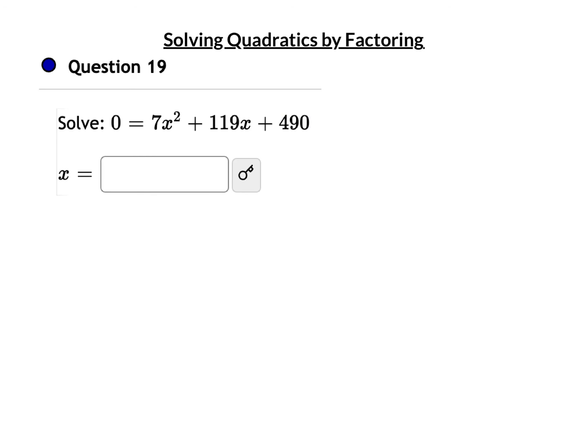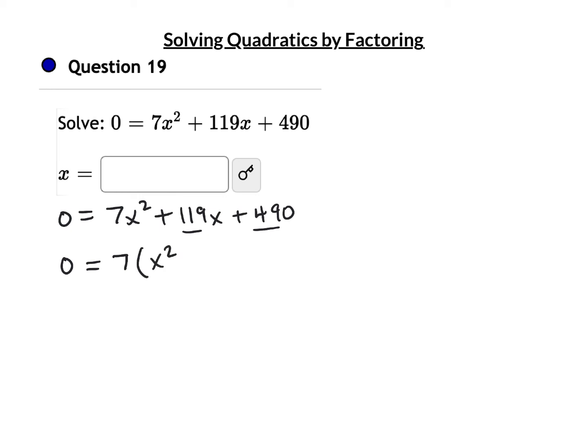Question 19 looks kind of terrible, but it turns out it's not. The issue here is those numbers are kind of large, but remember that the first thing you want to look for is a greatest common factor. And it turns out the 7 goes into 119 and 49. So there's a greatest common factor of 7 in everything. I get x squared plus 17x plus 70.